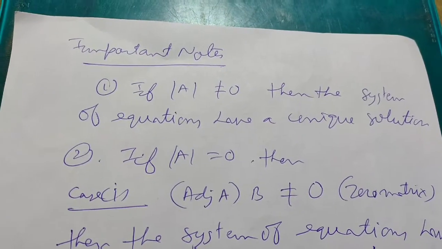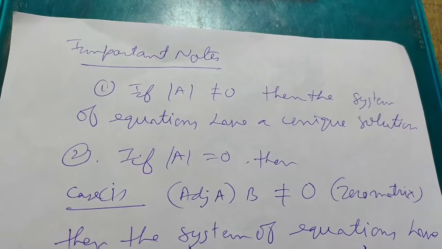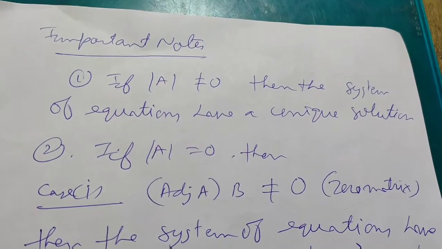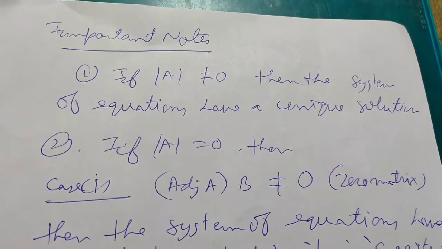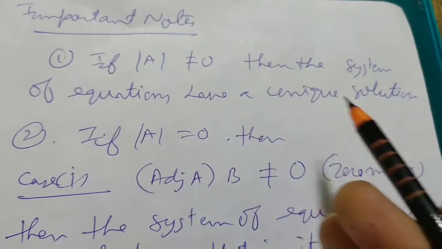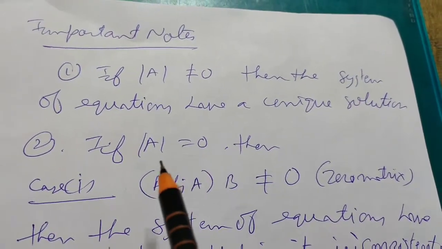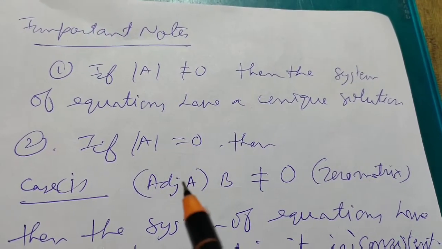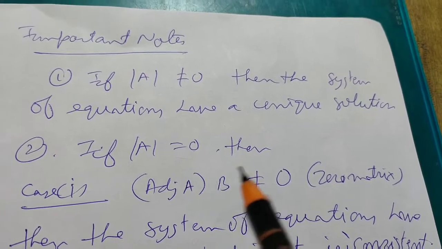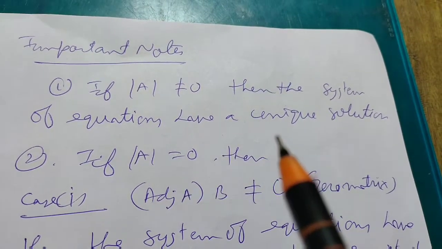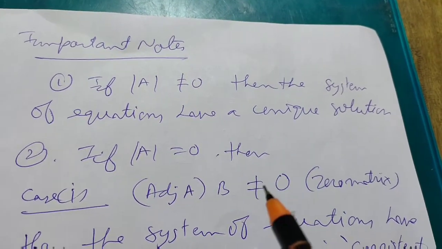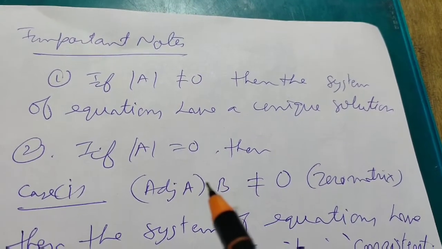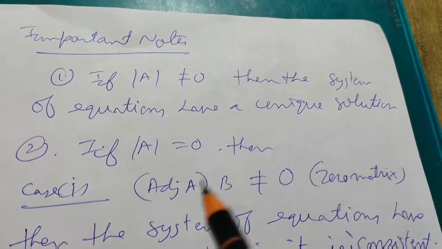Now, a very important topic regarding the content which we are reading: if determinant of A is not equal to 0, then the system of equations has a unique solution. That I have already told you. But suppose determinant of A is equal to 0, then you have to check adjoint of A into B. If adjoint of A into B is not equal to 0, then the system of equations will have how many solutions? No solutions. And in that case we will say that the system of equations is inconsistent.